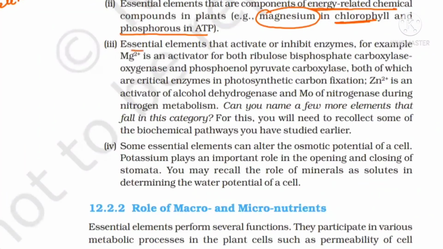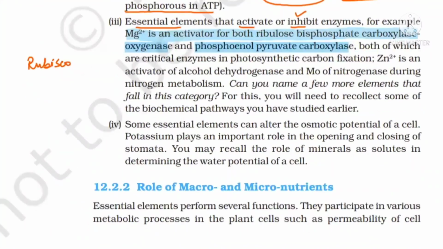Now see, beta, next is few essential elements, they will activate or they will inhibit the enzyme activity. For example, magnesium. Okay, magnesium is an activator for RuBisCO, ribulose 1,5-bisphosphate carboxylase oxygenase, and it is also an activator for PEPcase, phosphoenol pyruvate carboxylase. And these both enzymes we will be studying in photosynthesis. So you can write down RuBisCO here. Activator for RuBisCO is magnesium. Okay, write this way. And activator of PEPcase is also magnesium. Write it in the ionic form, beta. Okay, you will learn this way.